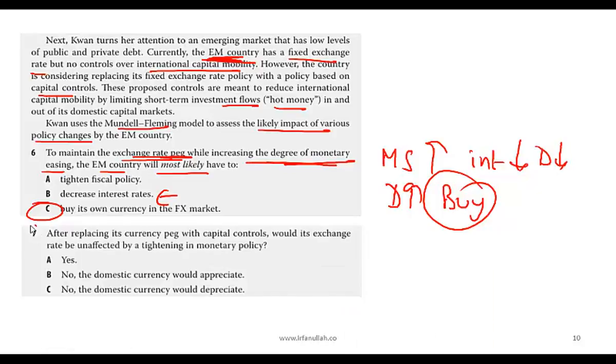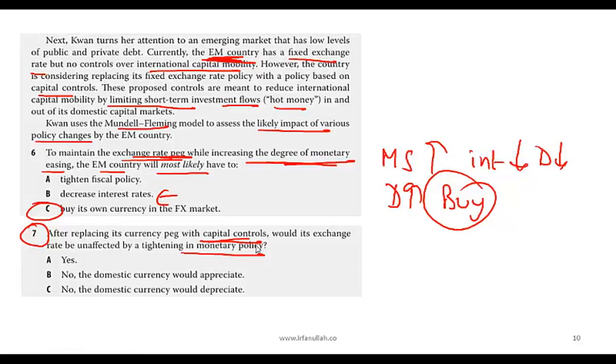All right, moving to 7 now. After replacing its currency peg with capital controls, would its exchange rate be unaffected by a tightening in monetary policy? Now let us understand what's going on. What do we mean by capital controls? Does this mean that we are stopping the flow of capital or restricting the flow of capital? It is restricting, and even over here, all that is happening is limiting short-term flows. It's not saying that we are stopping the flow of capital.